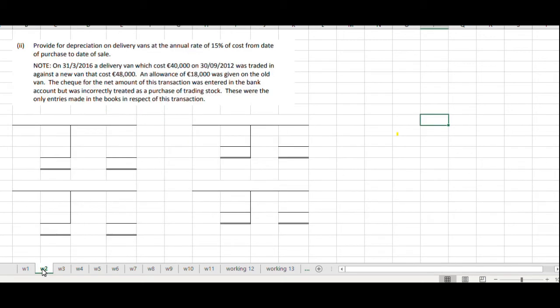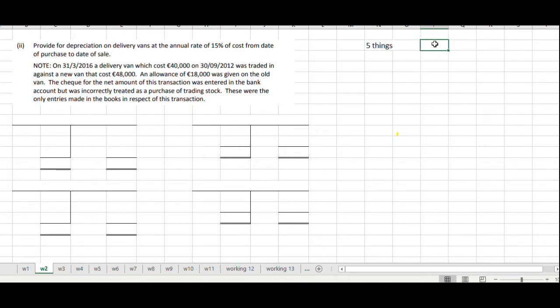Note number 2. This is a very common note, your depreciation and your disposal note. What we are looking for in this is 5 things, which will always be the same. I'll just read the note first.